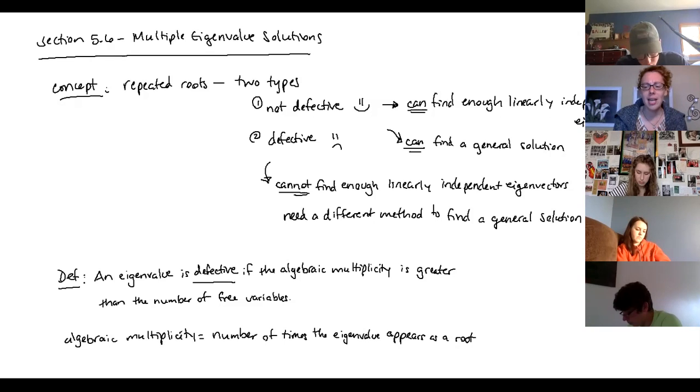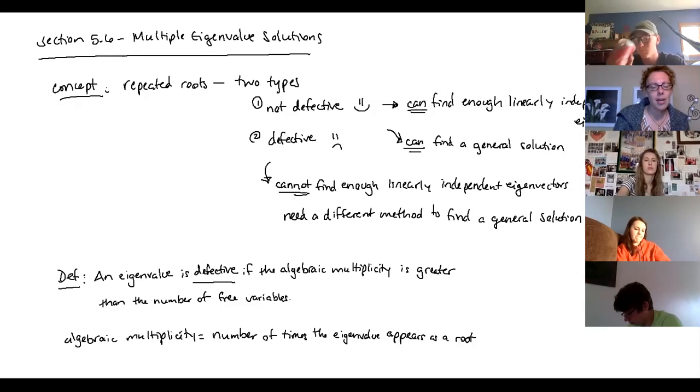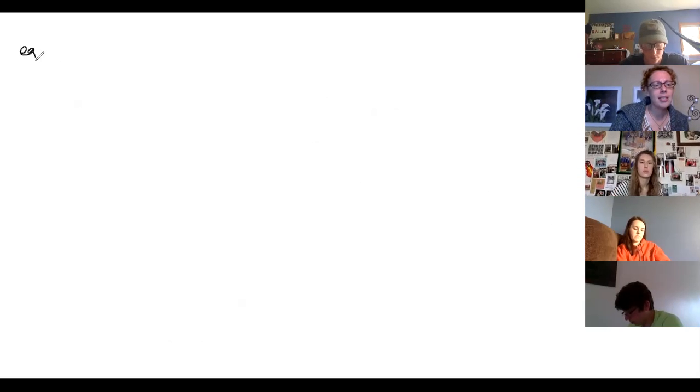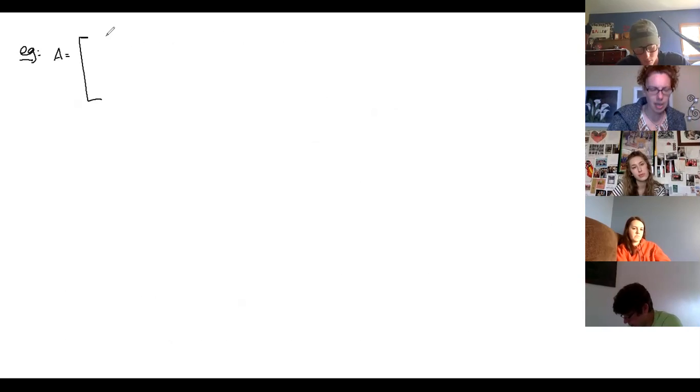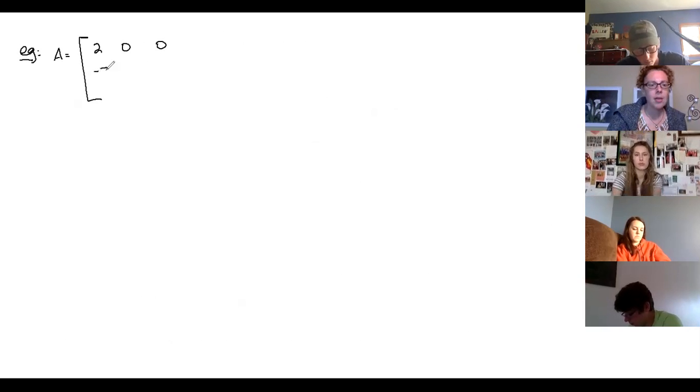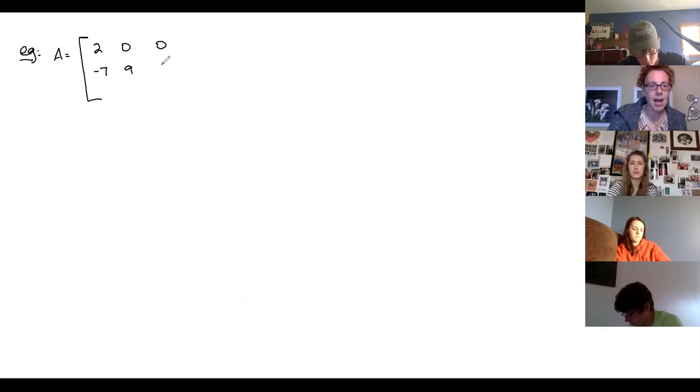That one's easier to get as a concept through an example as opposed to having me put a definition down for you. So let's do this one. I'm going to jump right to the matrix instead of the differential equation. So let's say that my matrix A looks like this, and I'm reading across: 2, 0, 0, negative 7, 9, 7, 0, 0, 2.